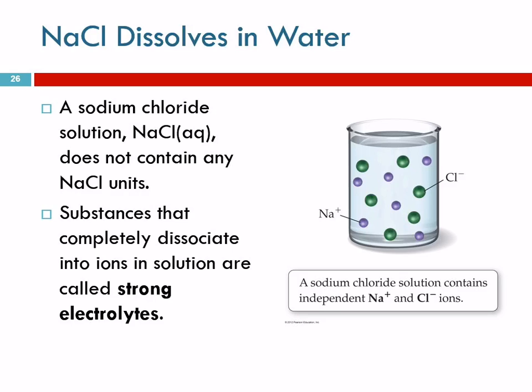So here's a picture. When we make an aqueous solution of sodium chloride, this is what we have. We have sodium ions and we have chloride ions, and they're uniformly distributed throughout the water. There are no sodium chloride units. They all separate. And we have a special word for substances like that. Substances that completely dissociate into ions are called strong electrolytes. There are strong ones and there are weak ones.